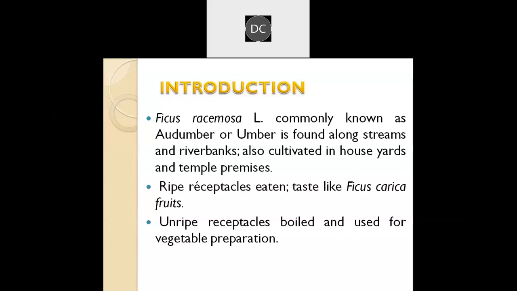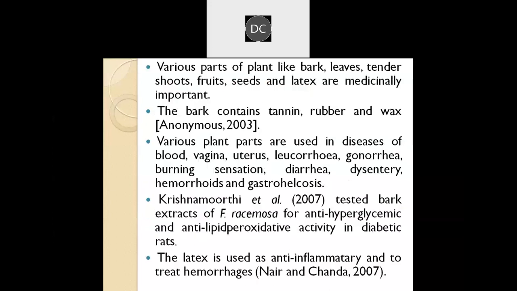Friends, Ficus racemosa is a plant member of the family Moraceae, commonly known as cluster fig, red river fig, gular, audumber, and umber. It is mostly found along streams and river banks, and is also cultivated in house yards and temple premises. Ripe receptacles are eaten and taste like Ficus carica fruits. Unripe receptacles are boiled and used for vegetable preparation.